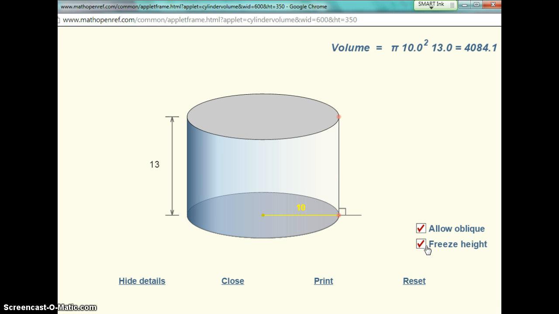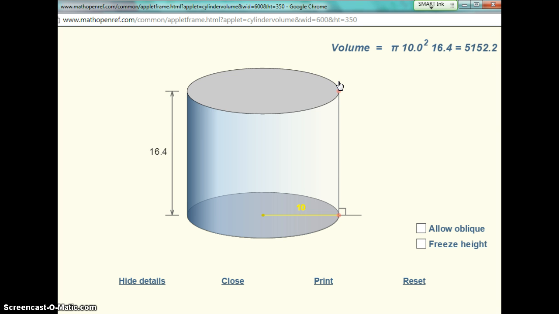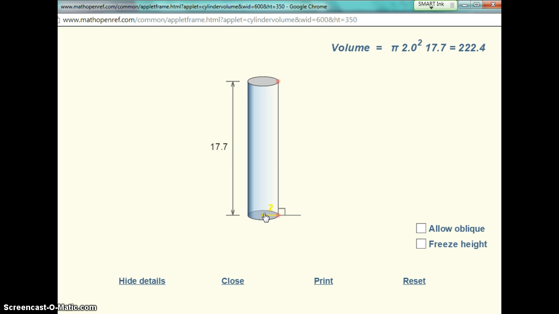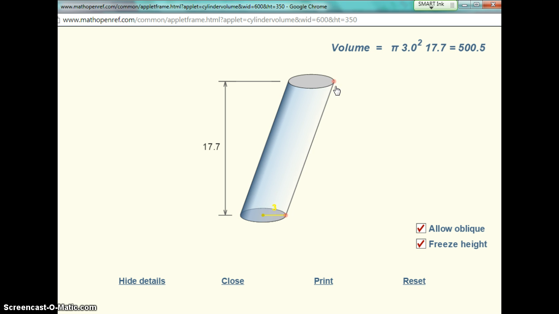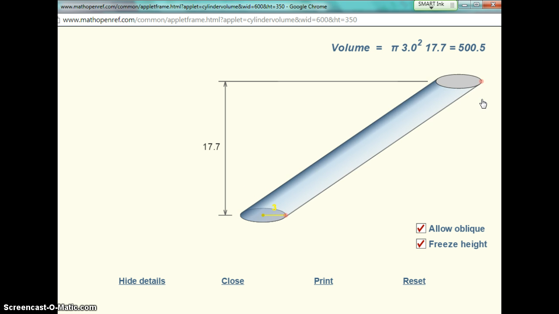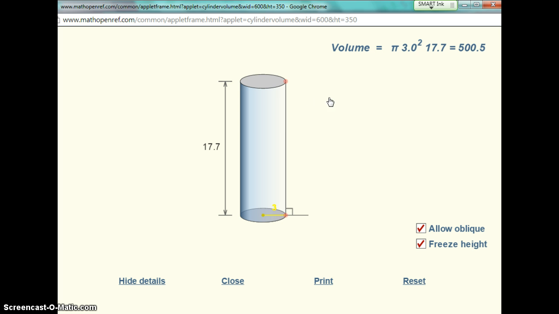Okay? So let's try it again. Let's do something else. Let's make it a little bit taller and real skinny. How about that? Right. There's 3. Okay? So I'm going to freeze the height, and then I'm going to change it so that, look at that, 500.5 units cubed no matter how I tilt this. That's what we call Cavalieri's principle.